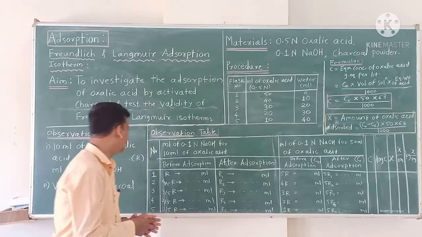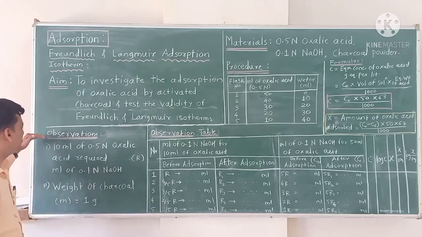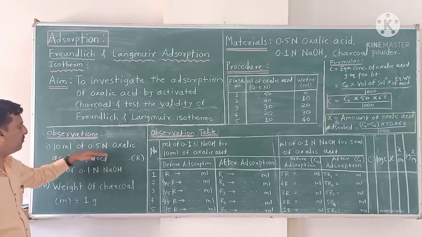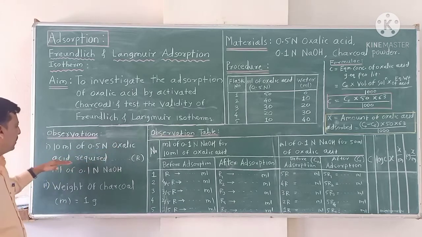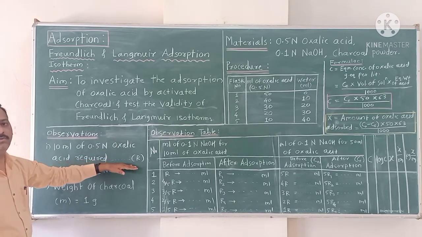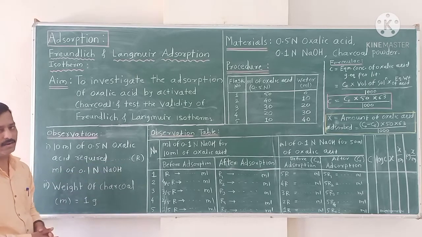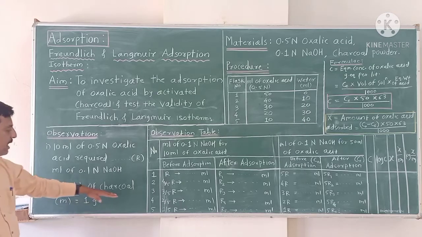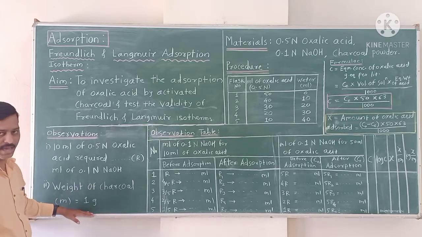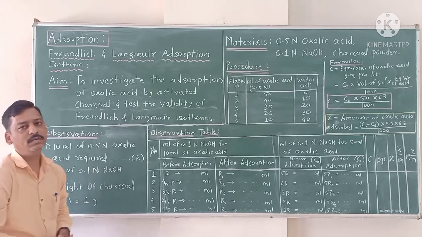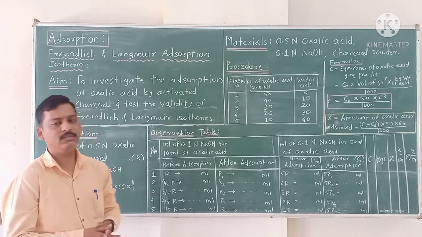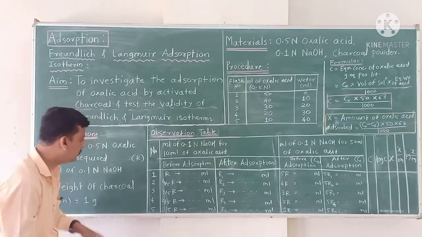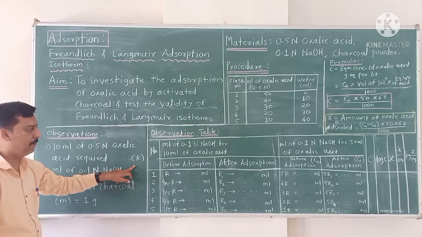For the observations, we require 10 ml of 0.5 normal oxalic acid, and that value we will get. This is the R value. The weight of the charcoal used is 1 gram. For the blind titration, we titrate oxalic acid with NaOH and note down that reading, which is nothing but the R ml.